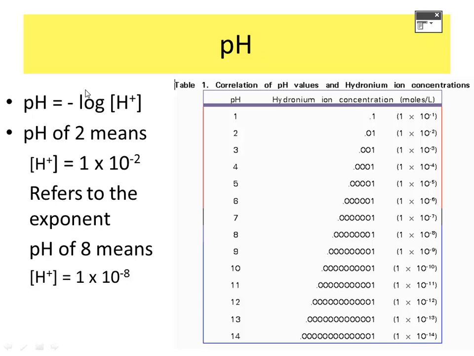pH is the negative log of the hydrogen ion concentration in the solution. So a pH of 2 means that the hydrogen ion concentration is 1 times 10 to the negative 2, or 0.01. So you guys get to see, like, the concentration of hydrogen ions in pH 5 is 1 times 10 to the negative 5. Now remember, 10 to a negative power just means it's a decimal. Doesn't necessarily mean it's a negative number.